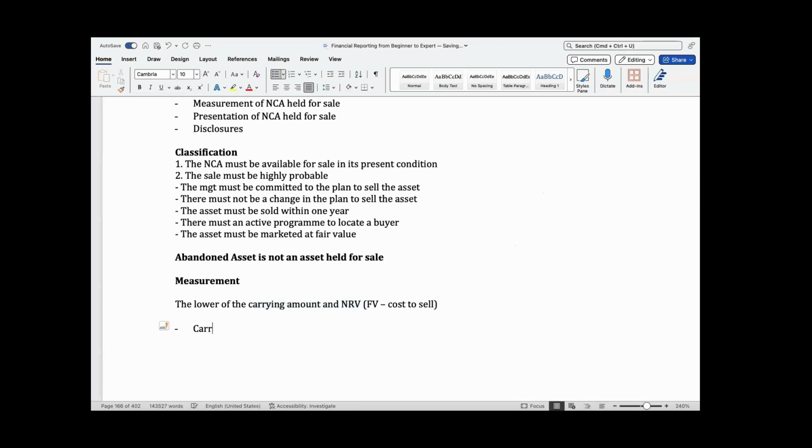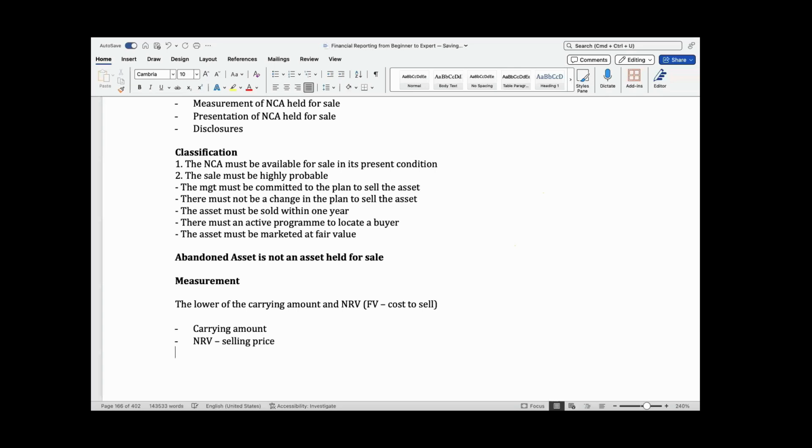Because the carrying amount would be the value at which the asset is already in your books, right? That's the carrying amount. The NRV is the selling price. Which makes sense in this case because now we want to sell the asset. So the relevant value we should look at should be the lower of these two.